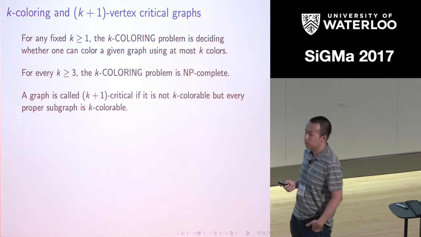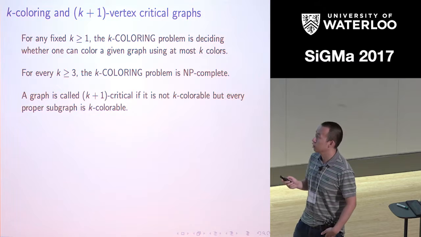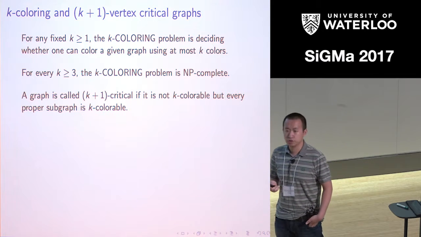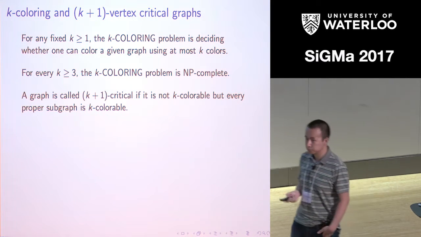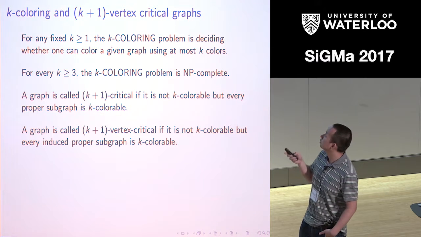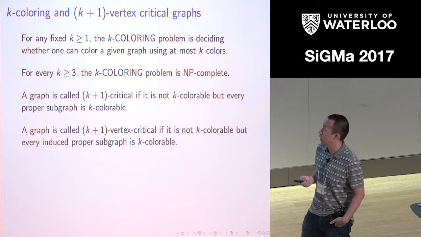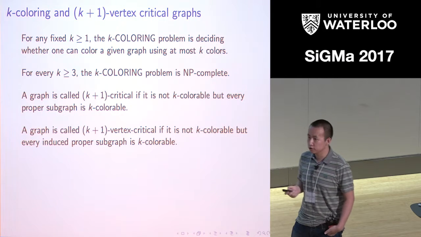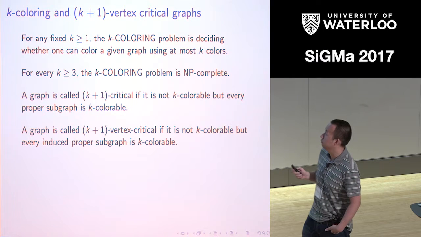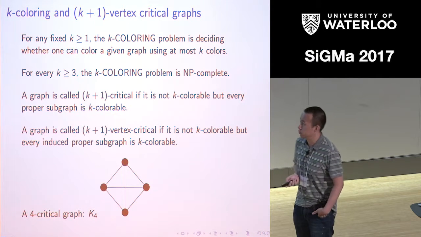So a relevant definition people are interested in is a critical graph. A graph is (k+1)-critical if it's not k-colorable, but every proper subgraph is k-colorable, which means that if we delete an edge or a vertex, the graph will become k-colorable. A similar definition is (k+1)-vertex-critical. Instead of requiring every subgraph, we require every induced subgraph, which means that if we have a (k+1)-vertex-critical graph and we delete any vertex, then the graph becomes k-colorable. It is obvious that a (k+1)-critical graph is also (k+1)-vertex-critical. Here is a small example of a critical graph, it's just K4.